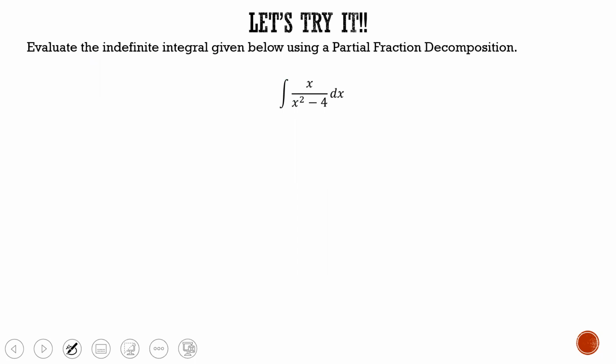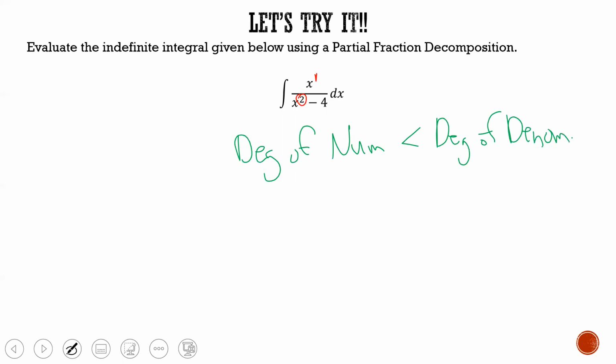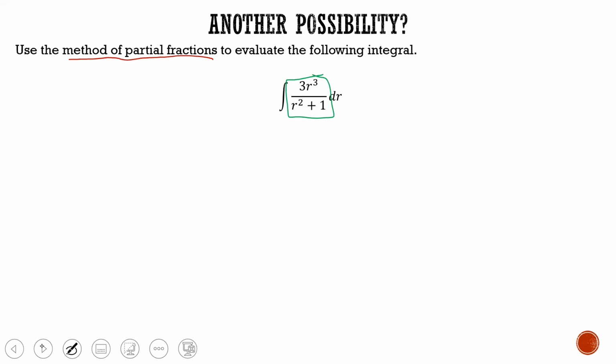Well, when I look at this one, what I notice is that the degree of the function on the top, or the highest power of the variable, is 1, and on the bottom it's 2. So in this case, the degree of the numerator is less than the degree of the denominator. And more or less, that's part of what allows us to do the method of partial fractions with that problem. In this one, we don't have that, though.